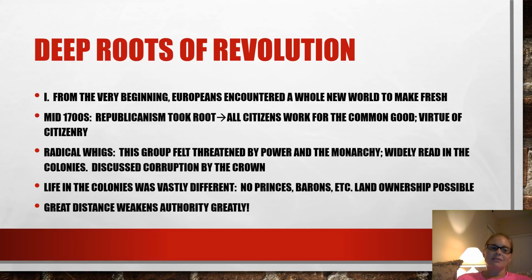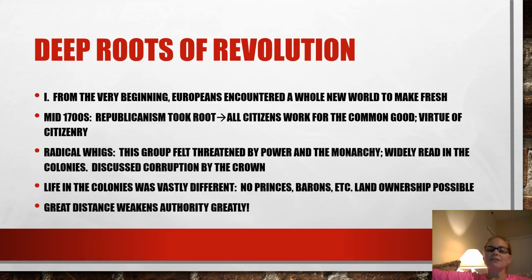Also in England, in Parliament, in London, we had the Radical Whigs. And this group published a lot. The colonists read a lot by the Radical Whigs, but this group felt really threatened by power in the monarchy. Their statements were widely read in the colonies and newspapers. They also really pounded the idea into people's brains about the corruption by the crown, and they tried to expose a lot of those things.